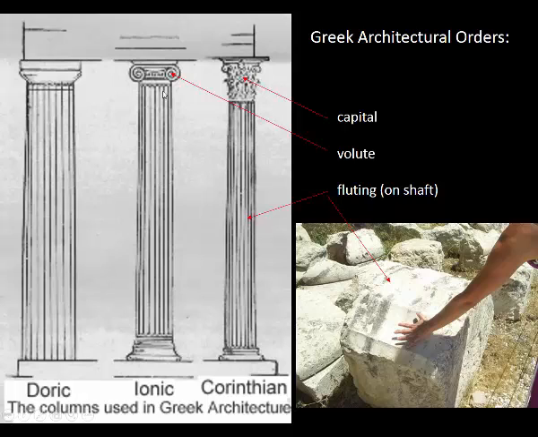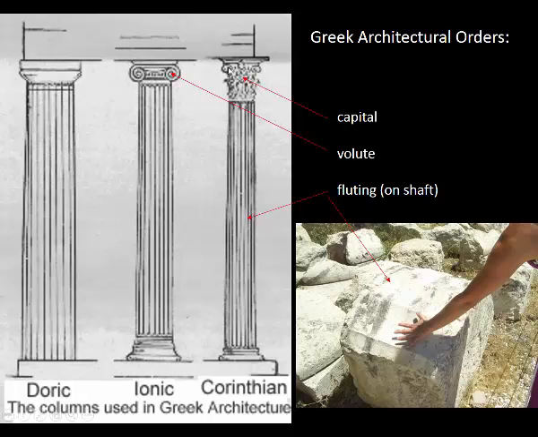We have the Ionic order next, which is characterized by a capital that has swirls on it. Now you know that swirls is not an art historical term. We say volute. So the volute is the swirls that you see here. And then finally, the Corinthian order, which, this is a little pixelated, but this is foliate pattern, leaves.